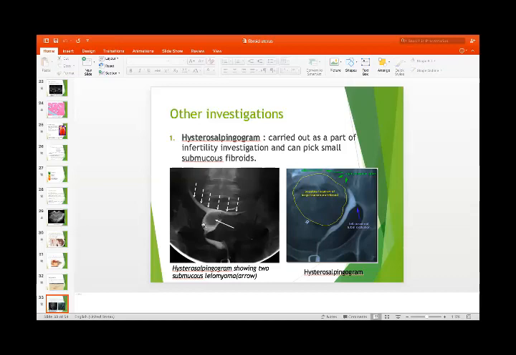So this is the normal endometrial cavity. But this is the filling defect which is occupied by the submucous fibroids. Here again, dye is injected through the cervix. This is the cervix. This is the uterine wall. And here is the filling defect. So the whole of the uterine cavity is not outlined. So this filling defect may be a submucous fibroid.